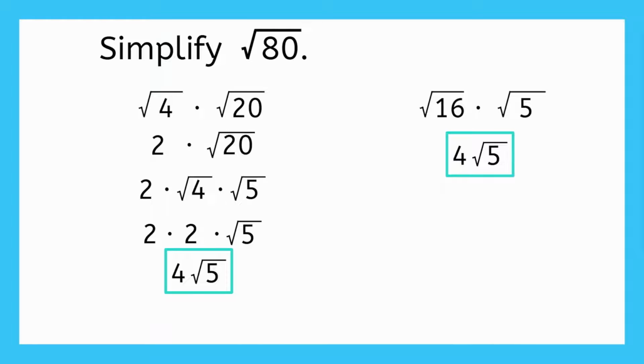It'll be more efficient to get to the fully simplified version if you use the largest perfect square factor right away. But if you don't notice it, it's still okay. If you keep factoring the radicand until it's as small as possible, you will still end up with the same answer.